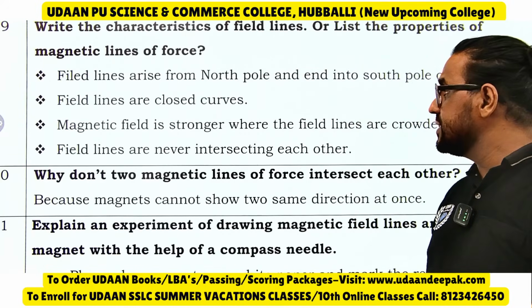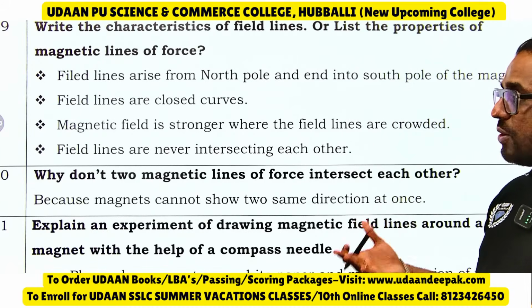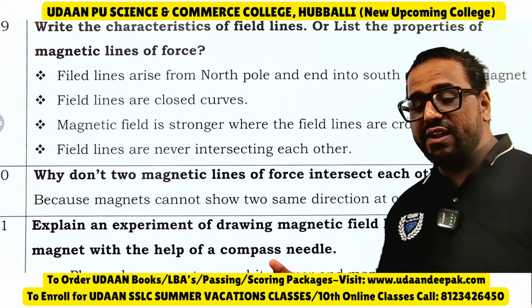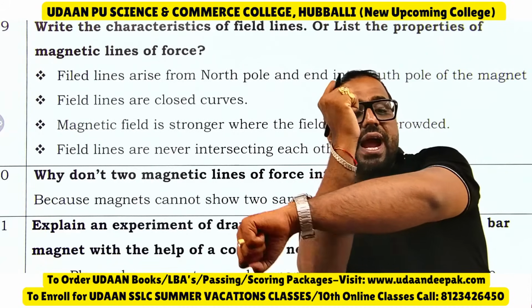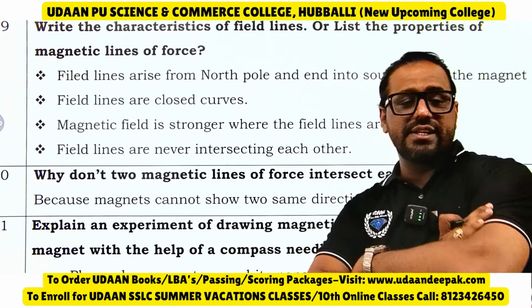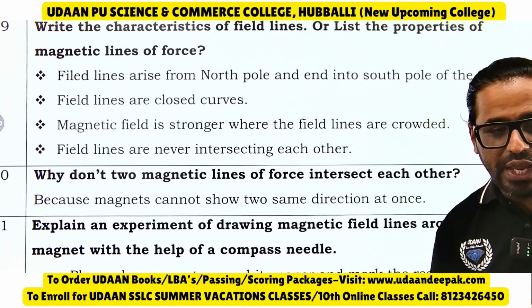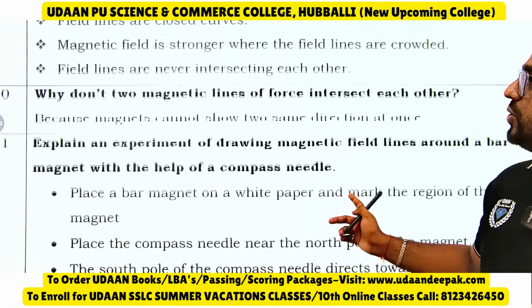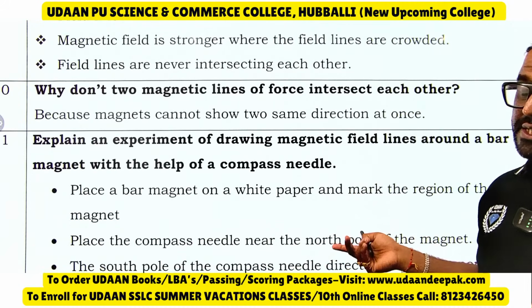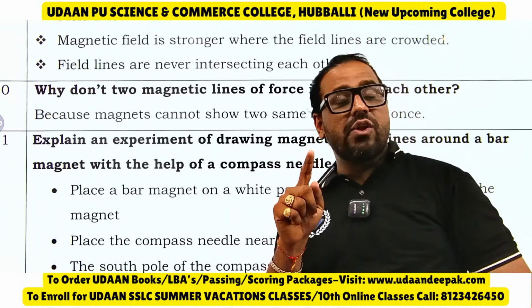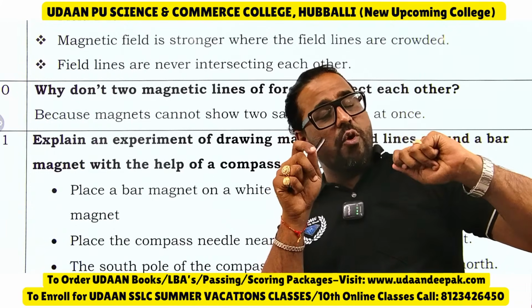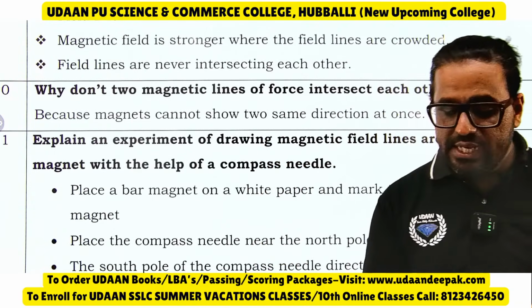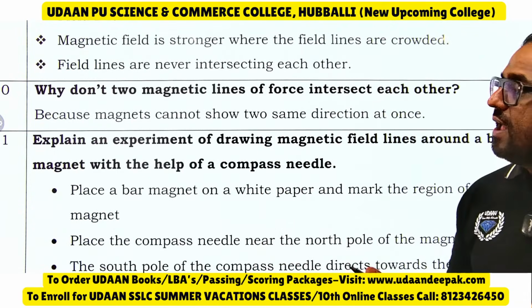Magnetic field is stronger where the field lines are crowded. Field lines never ever intersect each other. Okay, so next, why don't two magnetic field lines intersect each other? Because the compass needle cannot show two directions at a point. Okay, that is the reason.